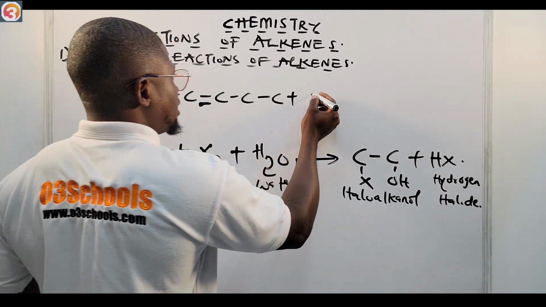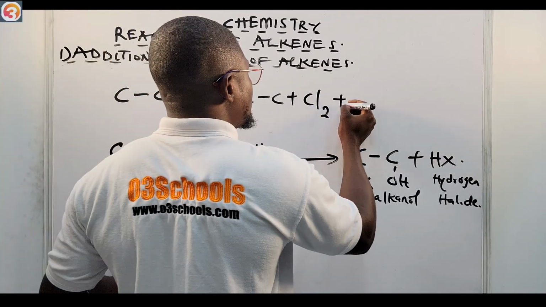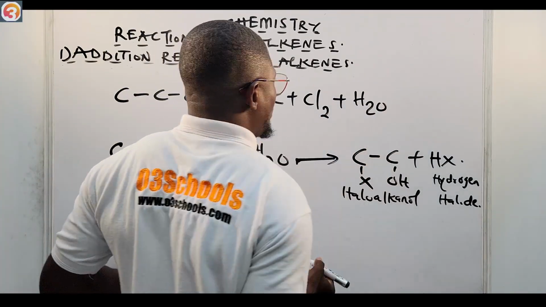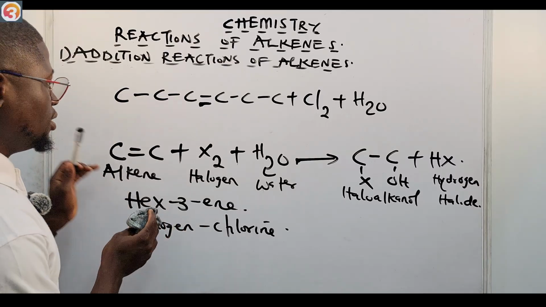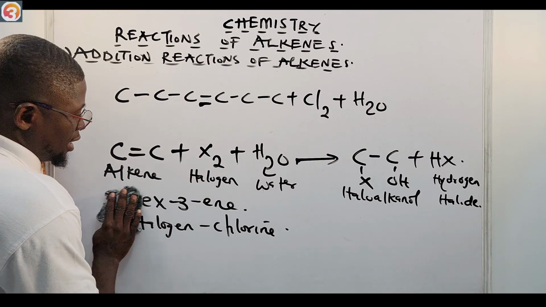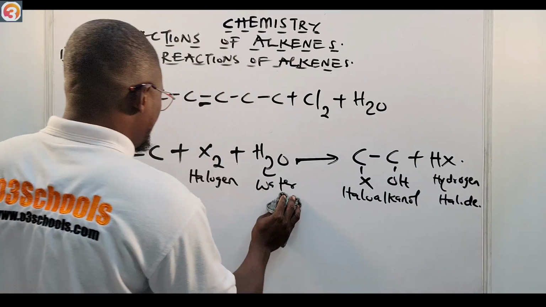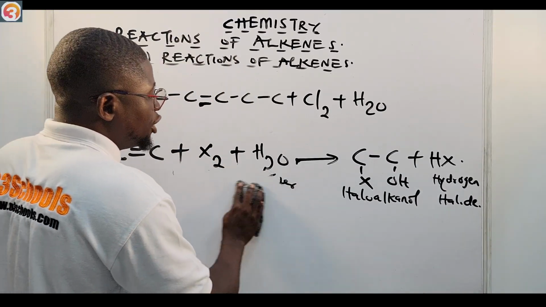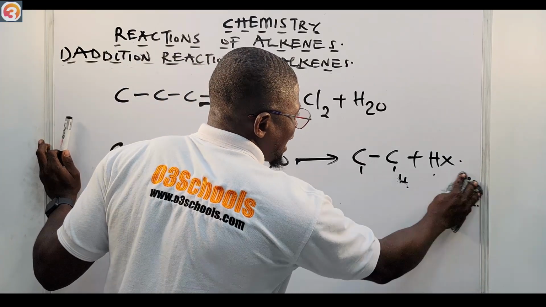Then hex-3-ene plus the halogen, which is chlorine, Cl2. Then of course plus H2O. So what will now be the product? That is what we are saying. Let me take this off so that I'll write the product of the reaction here. You know that the haloalkanol will be formed.